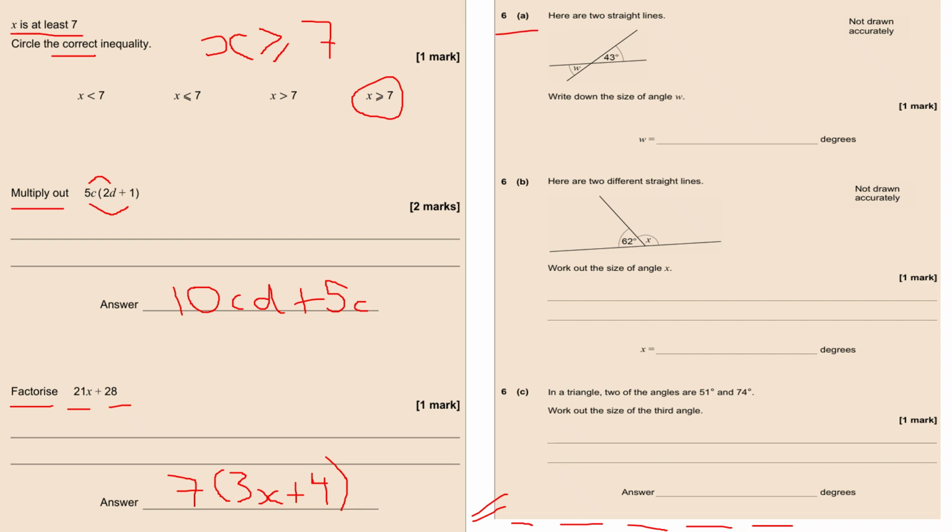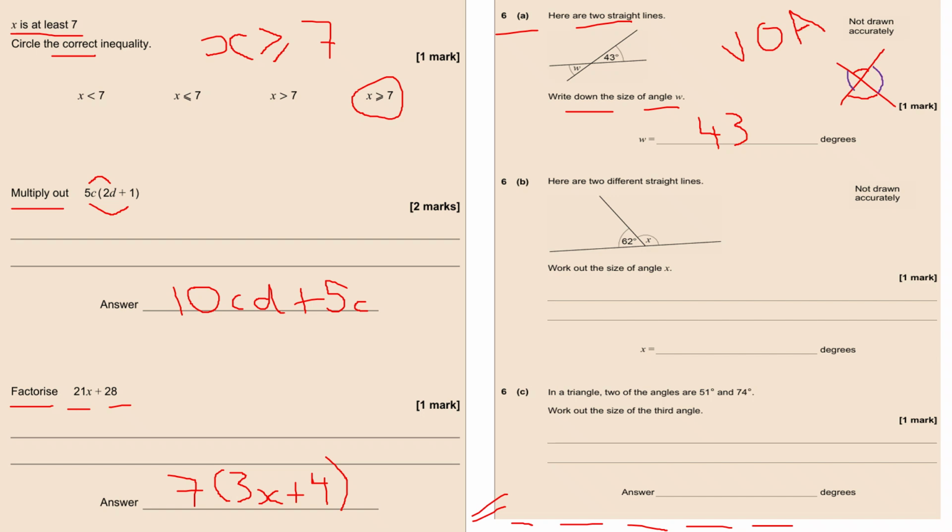Question 6a. Here are two straight lines. Work out the size of angle W. Well, W is vertically opposite, so I've got an intersection. W is equal to 43 degrees because they're vertically opposite angles. VOA in this case stands for vertically opposite angles. They'll look like this. These two are vertically opposite, and also these two are vertically opposite.